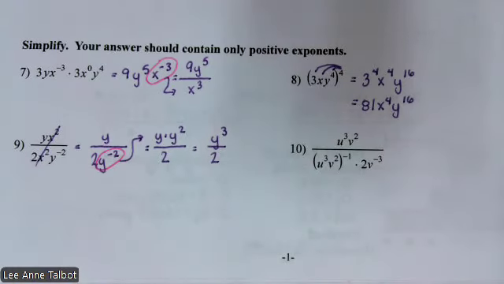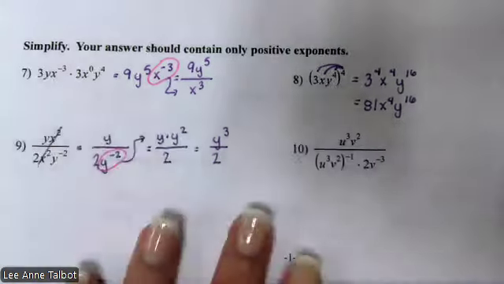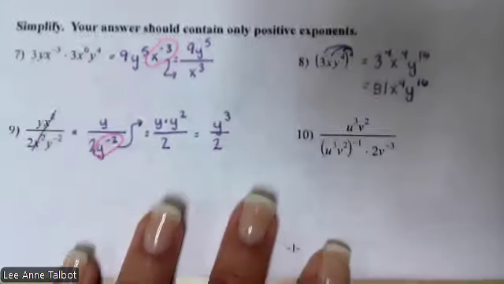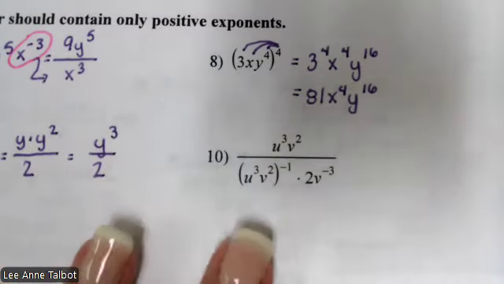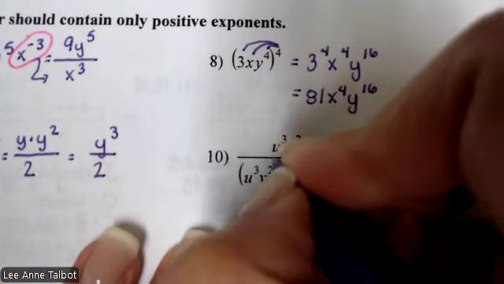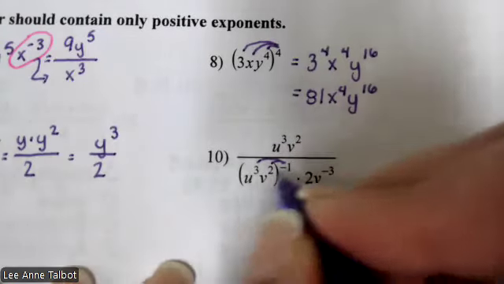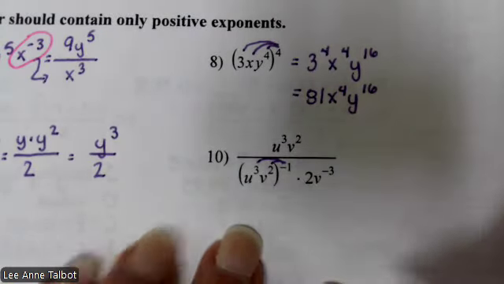Okay, now on number 10, I'm going to go real slow. Real slow. Okay. First thing I'm going to do is multiply those exponents right there.